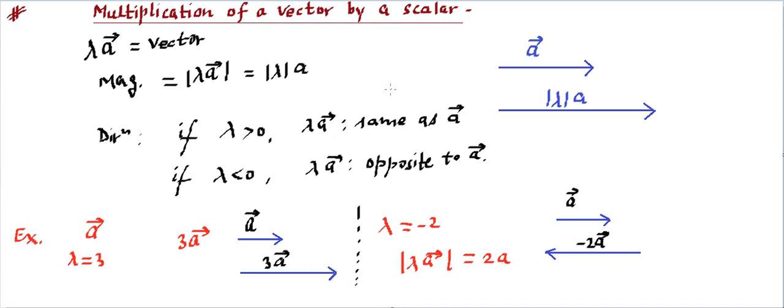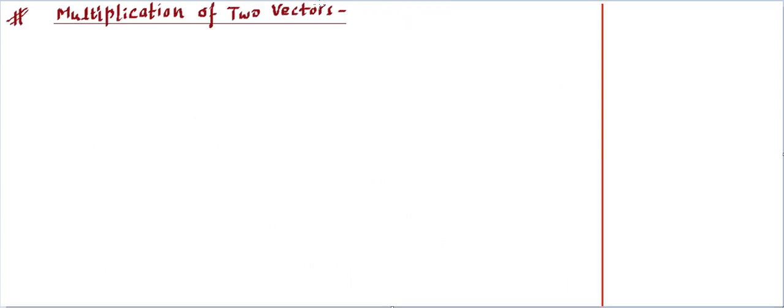Okay, now let's move ahead and talk about multiplication of two vector quantities. So let's begin with the multiplication of two vectors. Here we will be multiplying two vectors. Let's say vector A is given to us and vector B is given to us. These are the two vectors. That means they will have their own magnitudes and directions, and we want to operate a multiplication between these two.